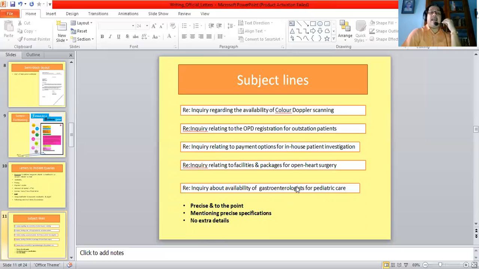So it is obviously very short and to the point and mentions precise specifications with no extra details, all given in a short single sentence. Let's see, there are some examples given over here. Like reply to an inquiry regarding the availability of color Doppler scanning, or reply to inquiry related to the OPD registration for outstation patients. Again, another example is reply to an inquiry relating to payment options for in-house patient investigation, or reply to an inquiry relating to facilities and packages for open heart surgery, or reply to an inquiry about availability of gastroenterologists for pediatric care. Okay, so these are some of the sample subject lines of this kind of letter to patient queries.